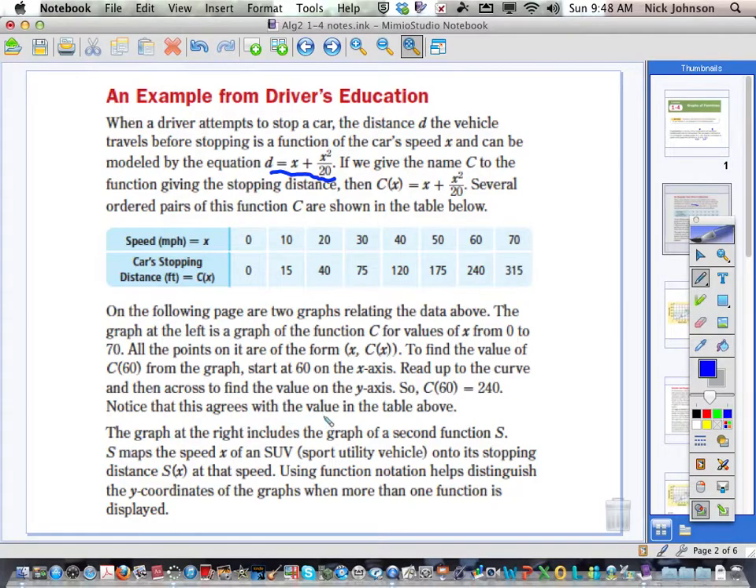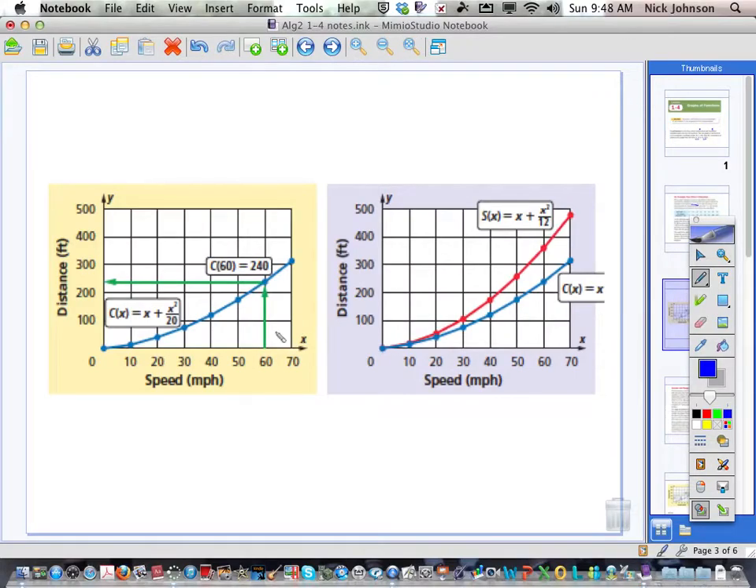The graph at the right includes the graph of a second function s. s maps the speed x of an SUV, sport utility vehicle, onto its stopping distance. Let's take a look at these two. Here is your car stopping distance equation. Notice its shape, kind of like a parabola or half of a parabola. And here is an SUV's stopping distance compared to the car's stopping distance.